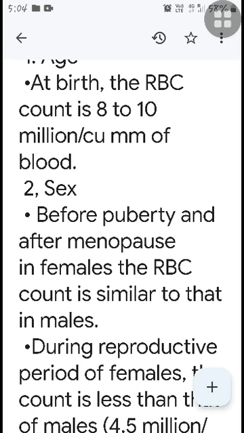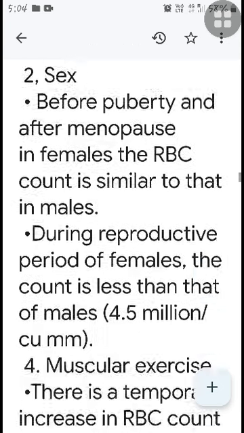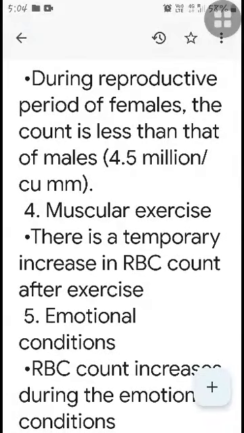2. Sex. Before puberty and after menopause in females, the RBC count is similar to that in males. During the reproductive period of females, the count is less than that of males, 4.5 million per cumm.